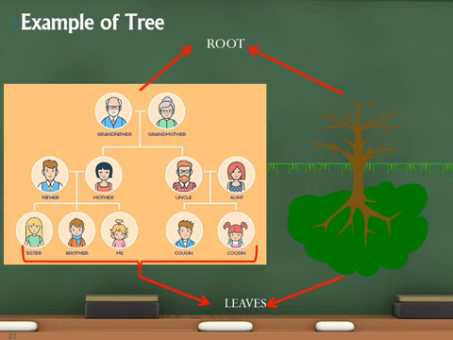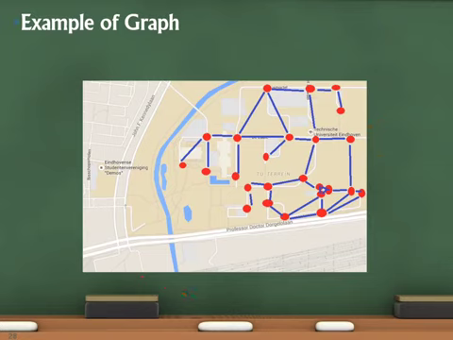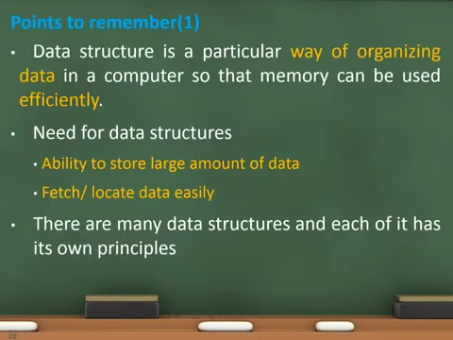Here is a family tree. The ancestors, grandfather and grandmother, are called the root node, and the children in the lower levels are called the leaf nodes. The example of a graph data structure is a graph formed by a Google map. When we travel with a Google map, it shows different paths from one place to another, from the source to the destination. This is called a graph data structure.